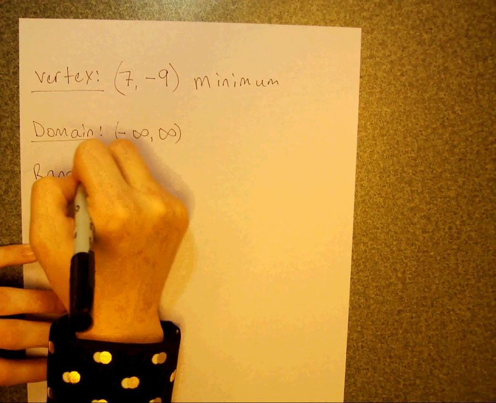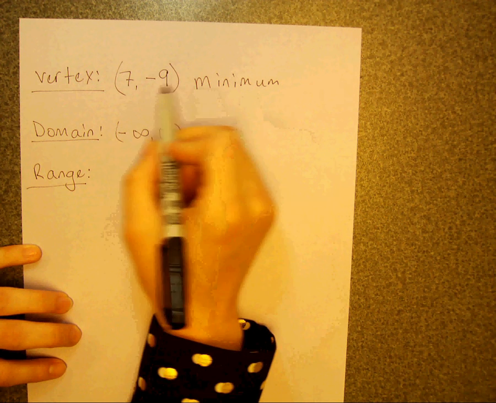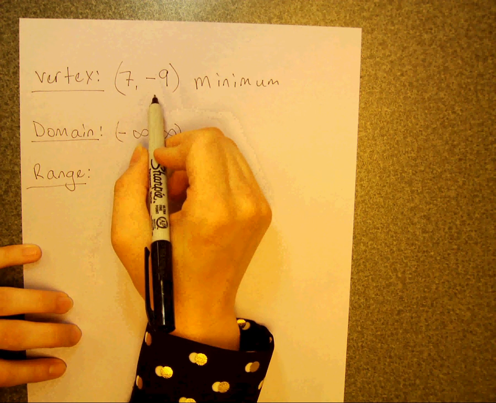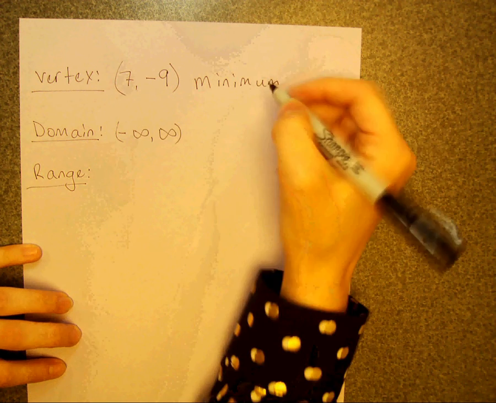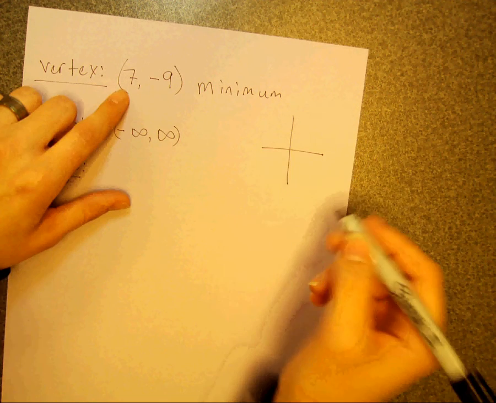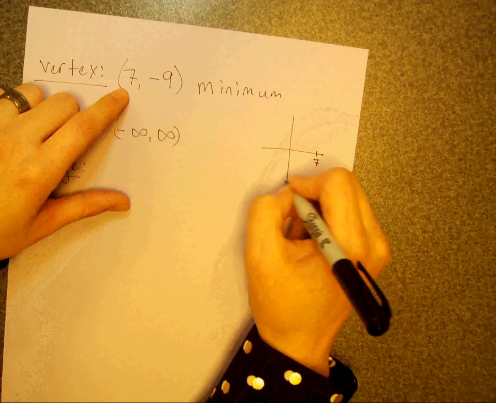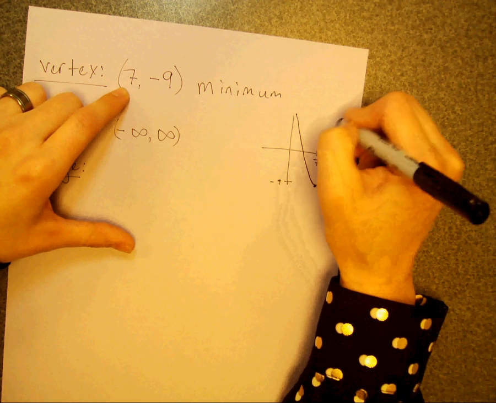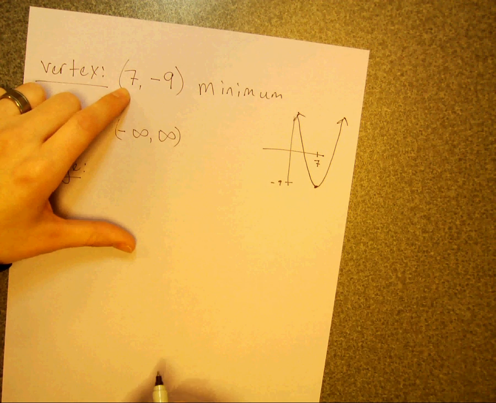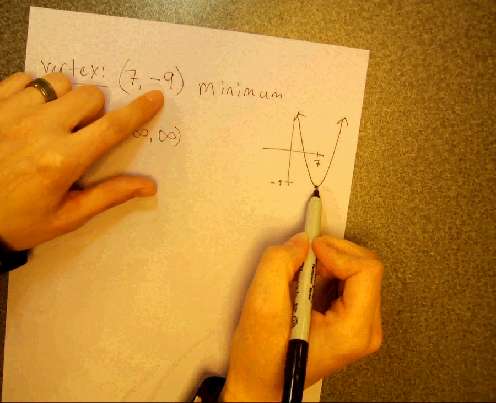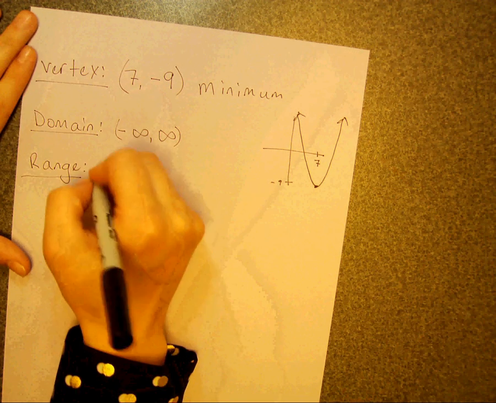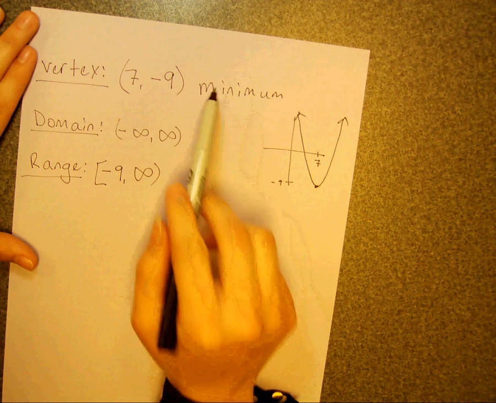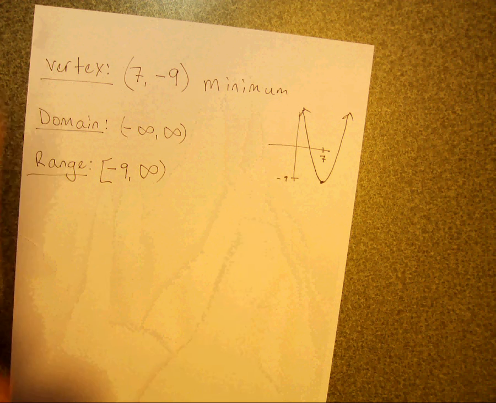My range, now, since I know that my vertex is a minimum, that means this is the smallest value my vertex will ever be, and anything else will be greater than that, right? So it's open upward. So I'm going to graph this real quick. I'm at positive 7, so here's 7, and negative 9. So here's my vertex. I don't know what the function looks like, so I'm just kind of winging the graph. It looks something like that. So my range, the lowest point is negative 9, and it goes up from there. So my range would be negative 9 to infinity. So your vertex, and whether it's a minimum or a maximum, will dictate what the range of that parabola is.